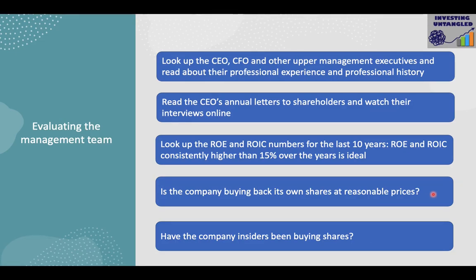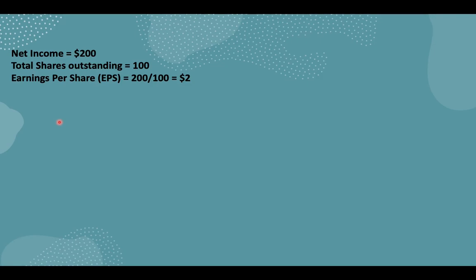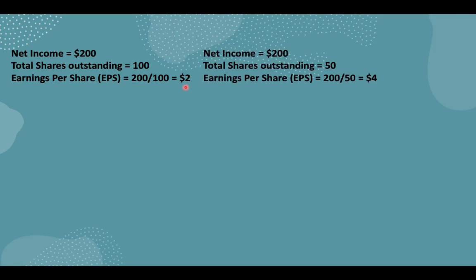Okay, the next thing I want to show you is how share buyback is actually good for shareholders and how it increases the value of shares and eventually that increases the stock price. So consider a hypothetical company with a net income of $200 and the total shares outstanding that this company has, meaning the total shares that it has, is 100. So that means earnings per share will be $2, which is $200 divided by 100 shares, it is $2, and this is the EPS. And now consider if the company decides to buy back half of its shares.